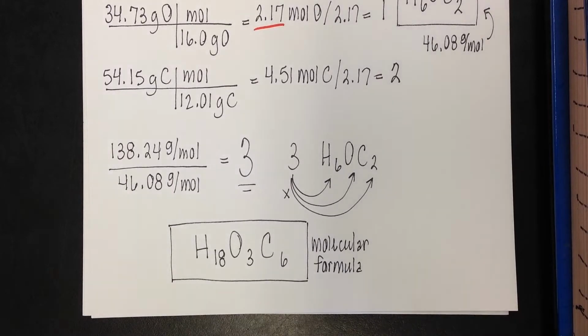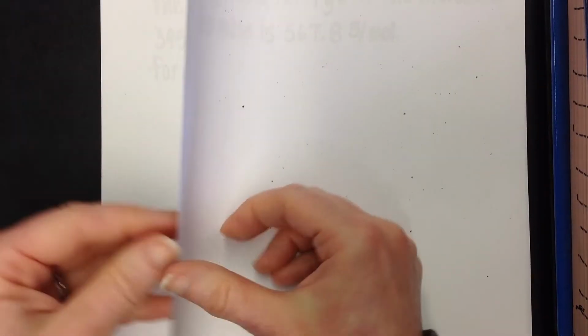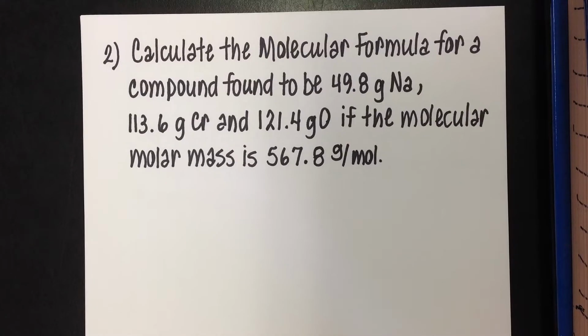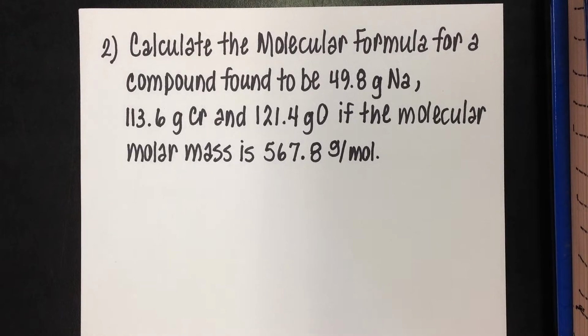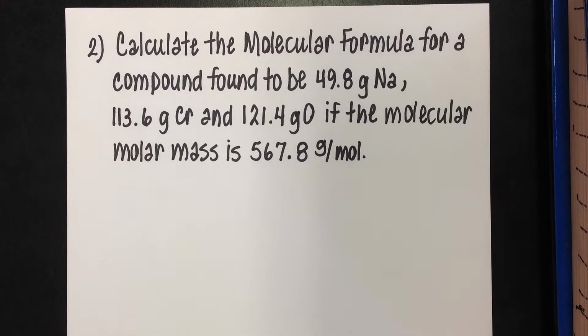So let's do another example of these combined. So go ahead and pause your video and copy this question down. You might even want to go ahead and try it yourself. I'm pretty sure that most of you could do this. So calculate the molecular formula for a compound that is found to be 49.8 grams of sodium, 113.6 grams of chromium, and 121.4 grams of oxygen.